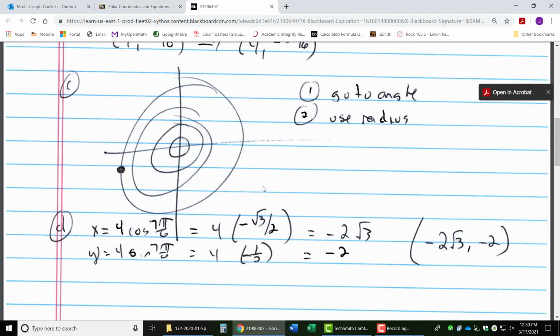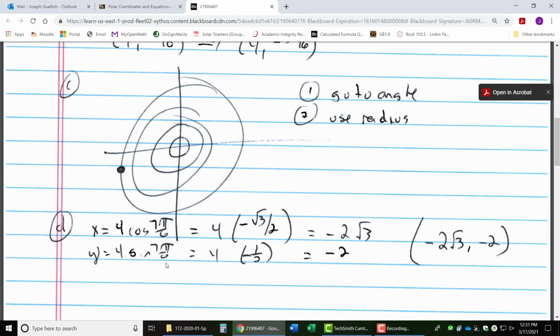And the last part, convert to rectangular. This is our SOHCAHTOA. X is the radius times cosine. Y is the radius times sine. The radius is the hypotenuse or the magnitude, different things. This is a unit circle.